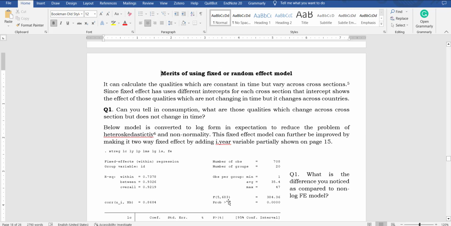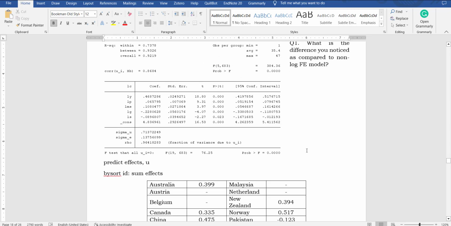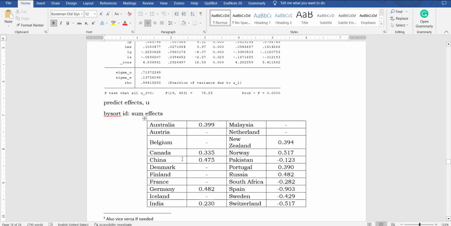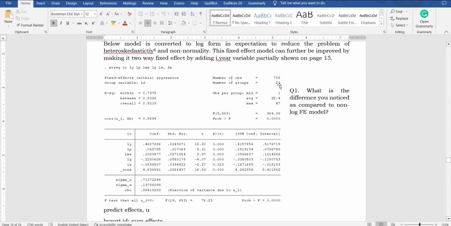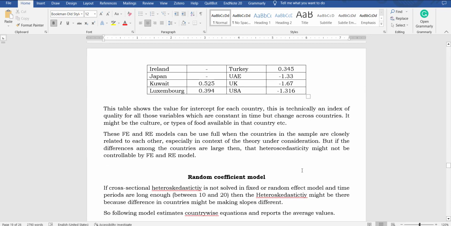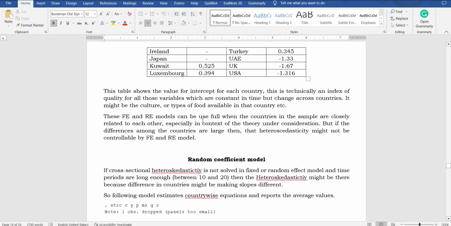Now we'll go towards the merits of using fixed and random effect models. It will solve the problem of misspecification bias, and you can also estimate the intercepts for the countries that are used in the model. If there are 20 groups, you will get 20 intercepts that can estimate some aspect of behavior in your country. For example, if consumption is modeled, this variable can affect the type of food available, or it can be the culture of the country, how they eat food.